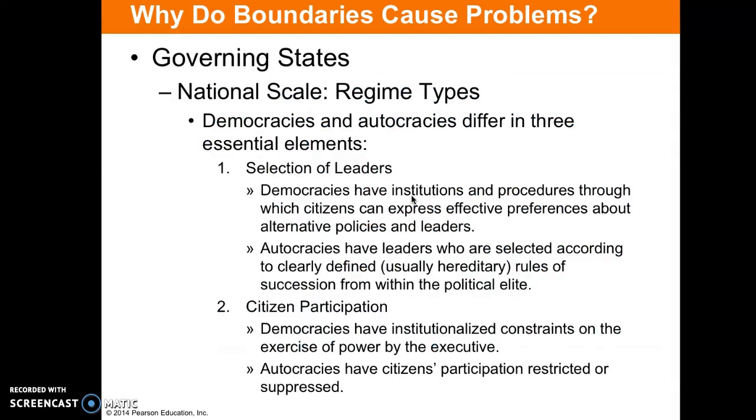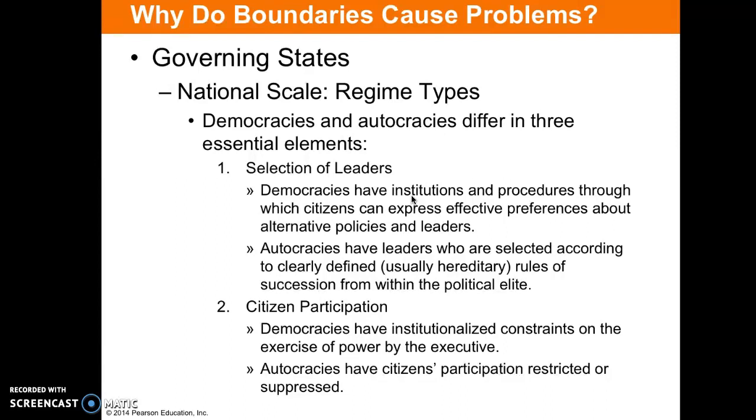If you look at the national scale for the regime types, in a democracy, when people are selecting their leader, they have institutions and procedures so citizens can express effective preferences about alternative policies and leaders. That's why things like voting rights are really important in democracy. Those are part of the procedure that lets our citizens exercise their right to vote. It's at the heart of what it means to be a democracy.